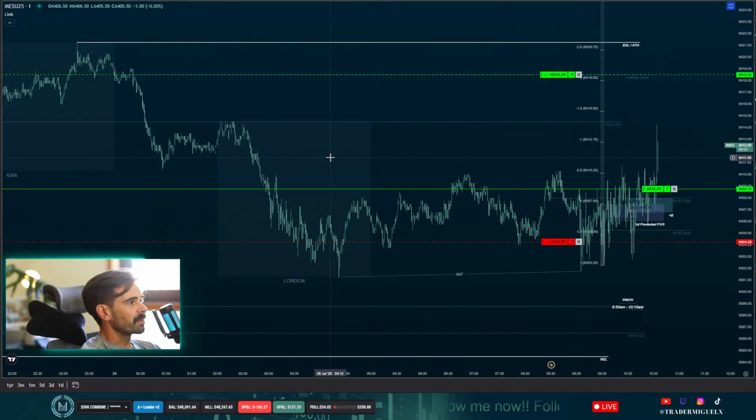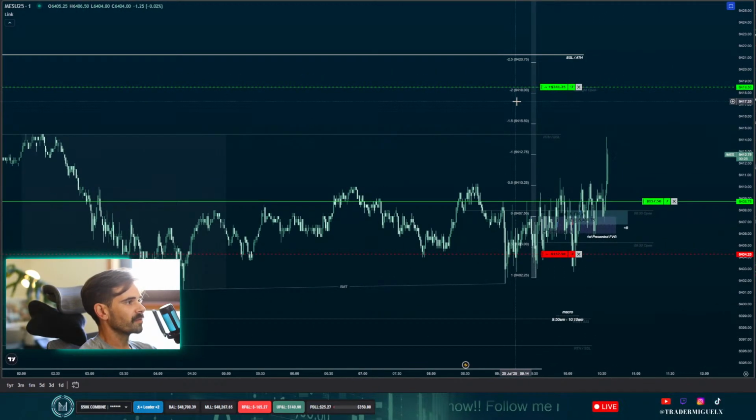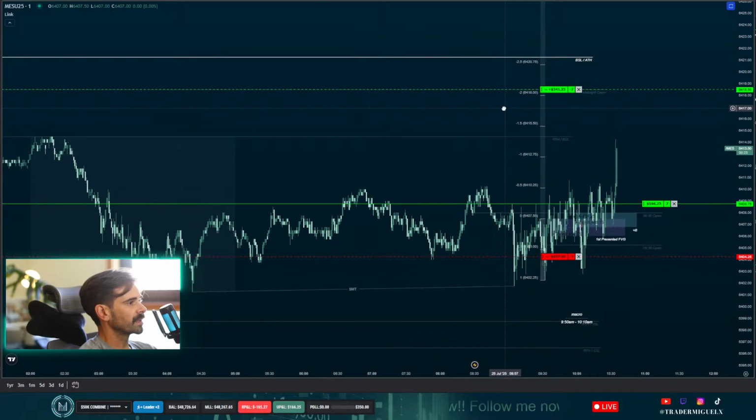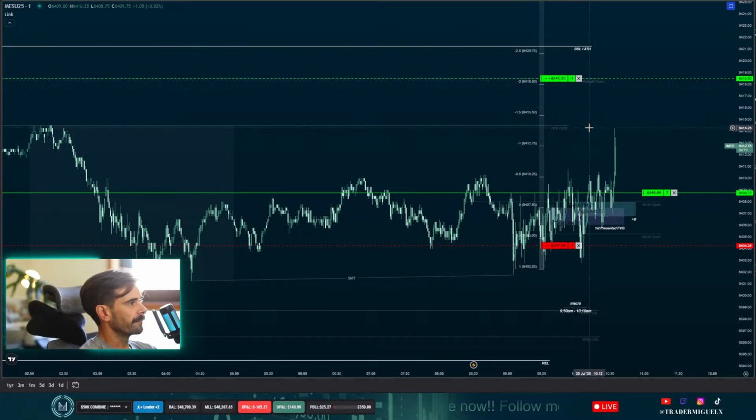Yeah, eventually I'm expecting at least midnight open. It has some confluence with -2 standard deviation, and I think I will take the majority of the position here. But yeah, we are approaching London highs as well.